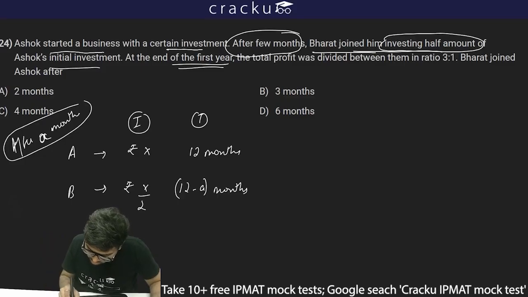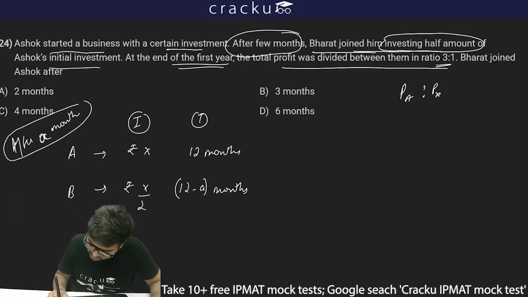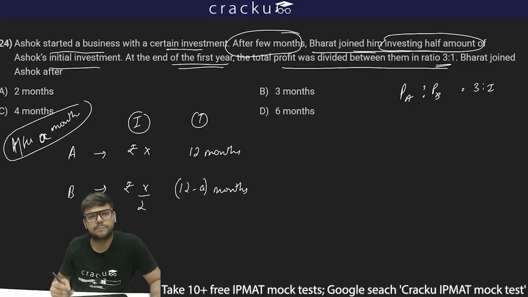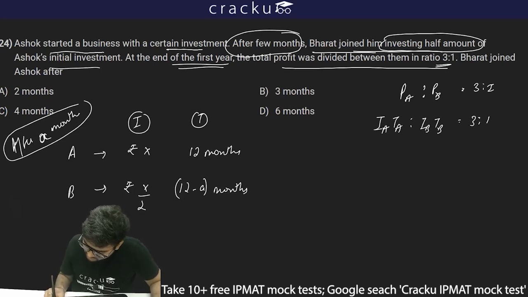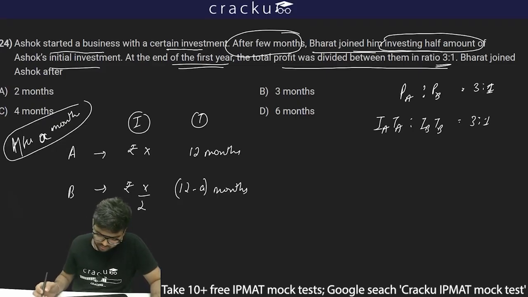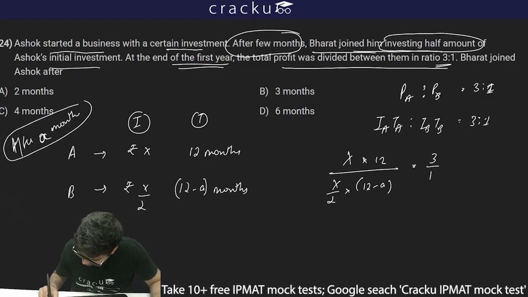At the end of the first year, the total profit was divided between them in the ratio 3:1. Now the profit sharing ratio PA is to PB is the same as the product of investment and time ratio. So PA is to PB can be written as IA into TA is to IB into TB, which should be equal to 3:1. So I can write X multiplied by 12 divided by X by 2 multiplied by 12 minus A. This should be equal to 3 upon 1.